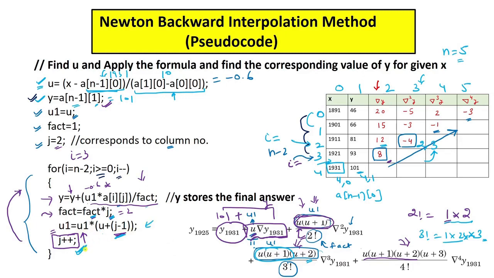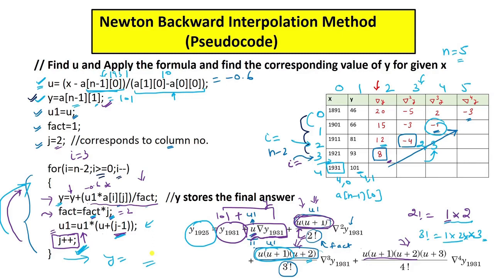And finally, before moving to the next iteration, I will be saying j plus plus so that I can fetch this minus 1 in the next iteration. So this way my whole formula will be applied, and finally inside this y I will be getting my final answer, that is y of 1925. So this way this pseudocode is working. I hope you have understood how this pseudocode is working.